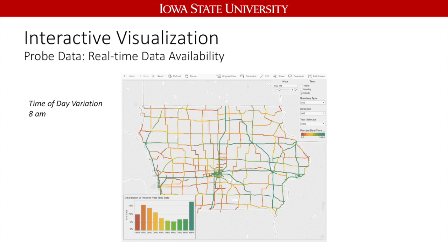This is reasonable because the probe data depends on the probe vehicles. If we don't have enough volume at nighttime, we don't have those real-time data. So you can see the red bar is very high. We don't have enough real-time data. And when we shift to 8 a.m., so the traffic starts, you can see basically the interstates are getting real-time data now. And for other roads, it's still about half.